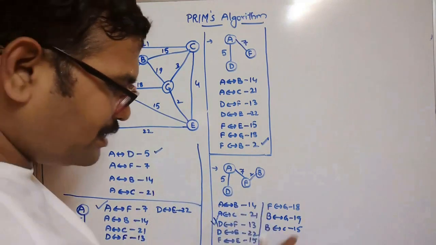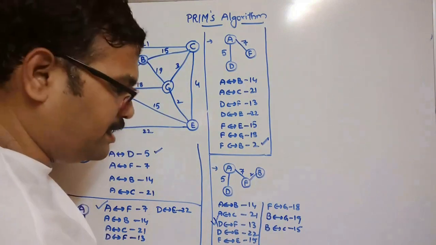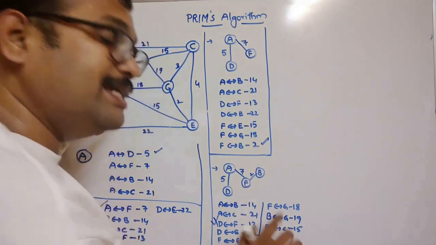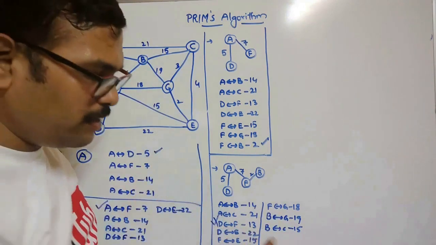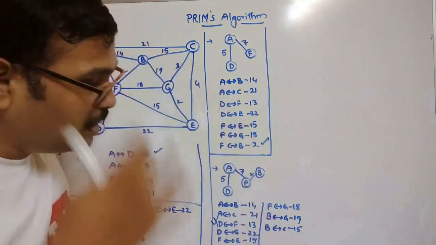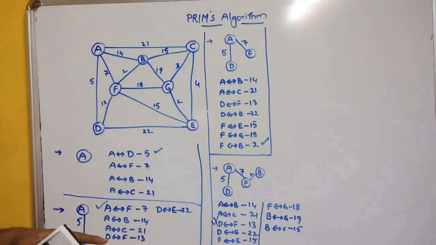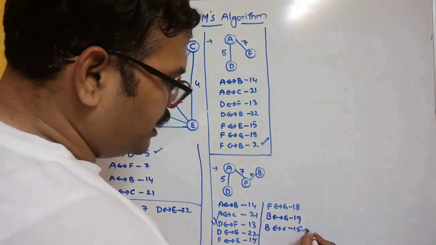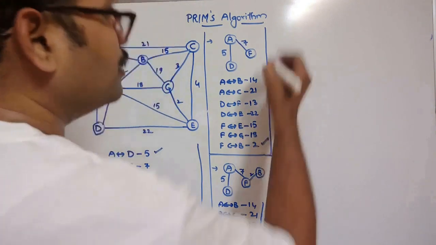Next least. There are two edges which have the next least cost, F to E or B to C. In such cases, you can consider any edge. Here we have two edges with the minimum cost, so you can consider any edge. Okay, I will consider B to C.